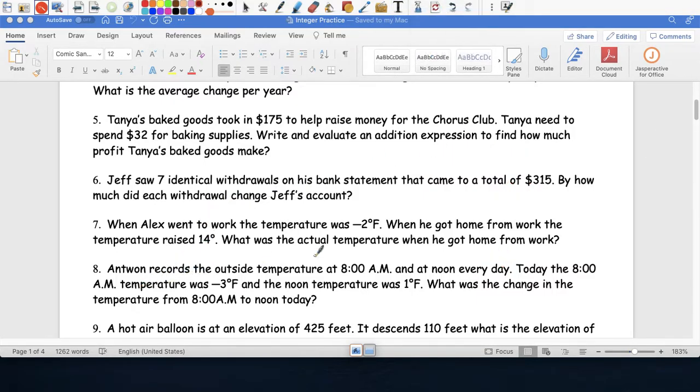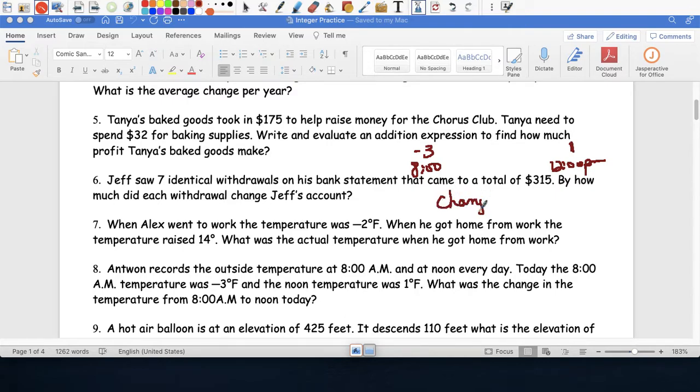Anton records his outside temperature at 8 a.m. and at noon every day. Today at 8 a.m. the temperature was negative 3. At noon the temperature was 1. So let me do it like this: 8 a.m., 12 p.m. It was negative 3 at 8 a.m. and it was 1 at noon. What was the change in temperature from 8 a.m. to noon?